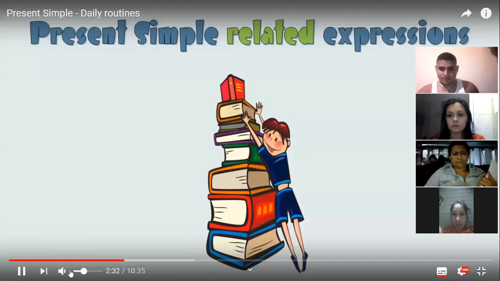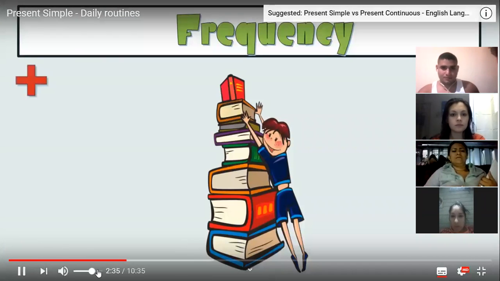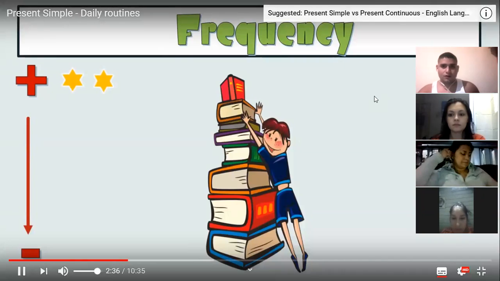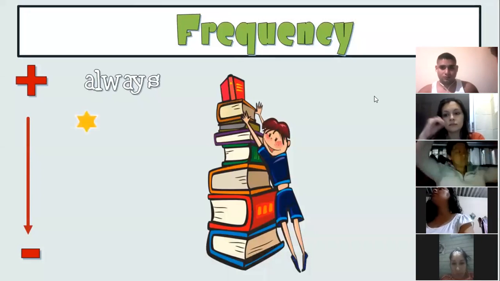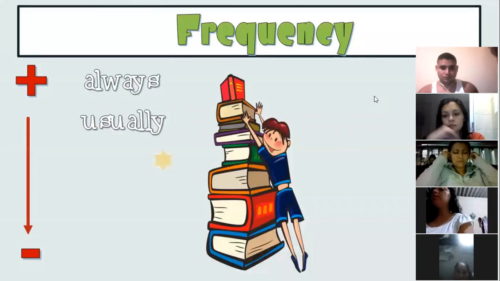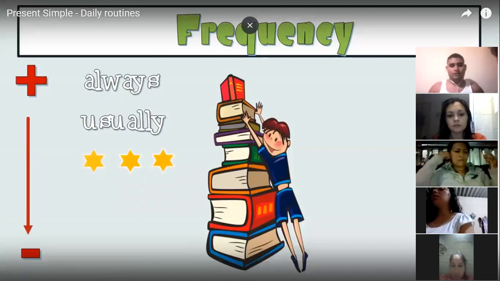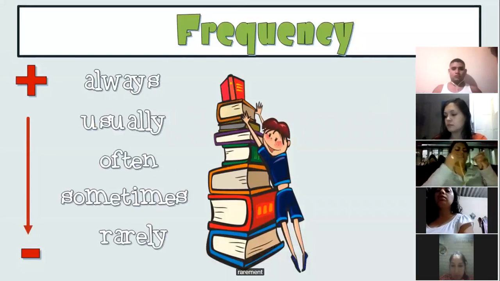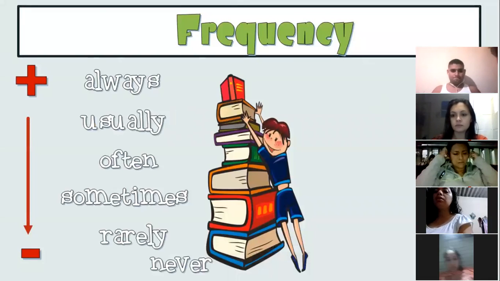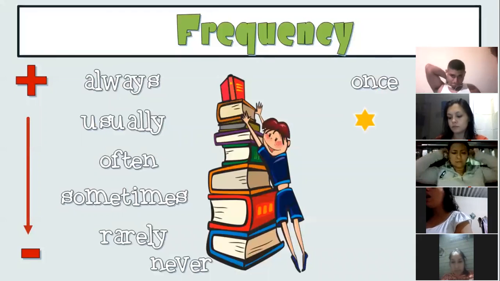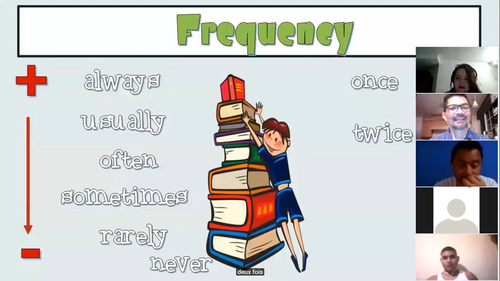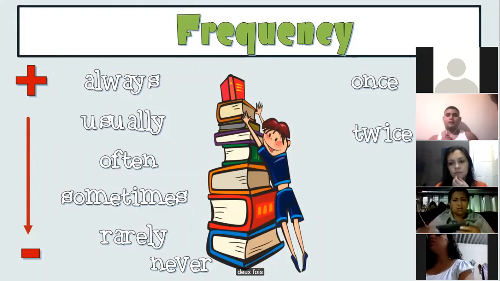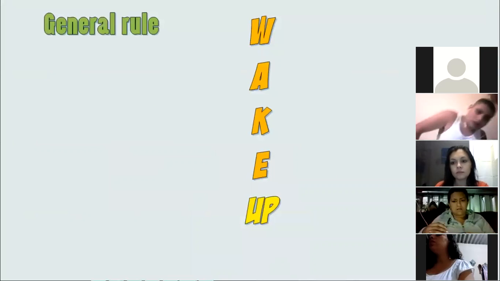Expressions. Frequency. Always. Usually. Often. Sometimes. Rarely. Never. Once. Twice. Three times. Every time. Wake up. General rule.